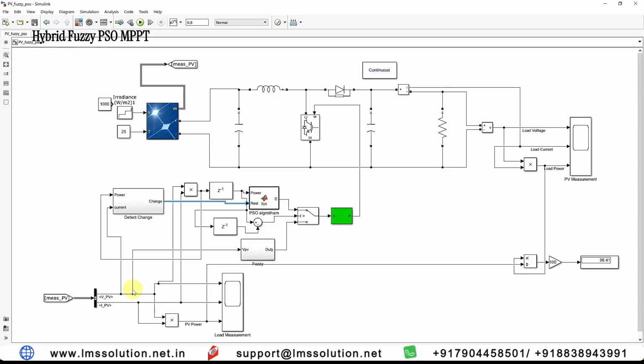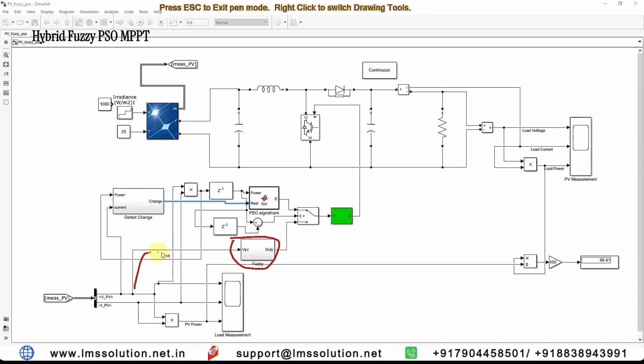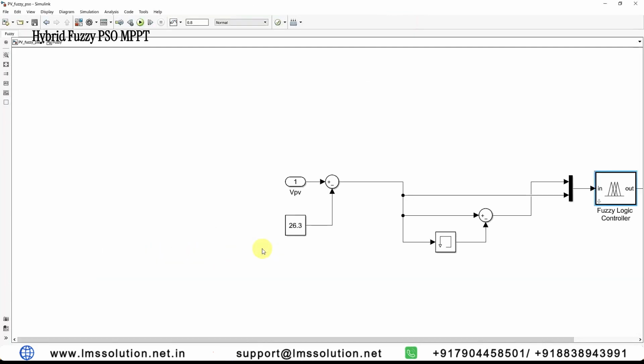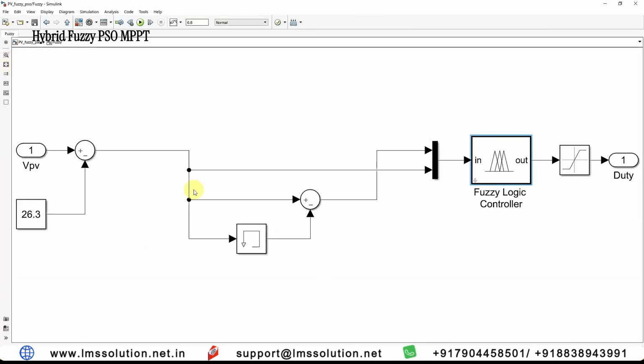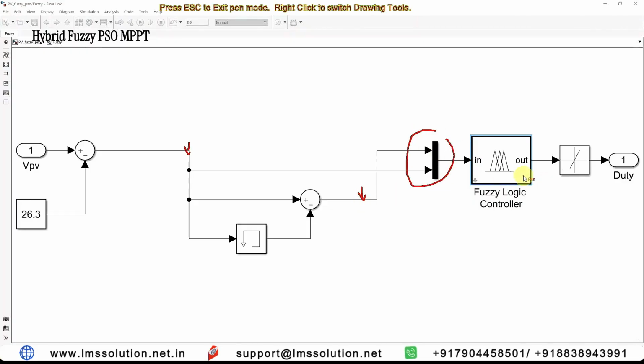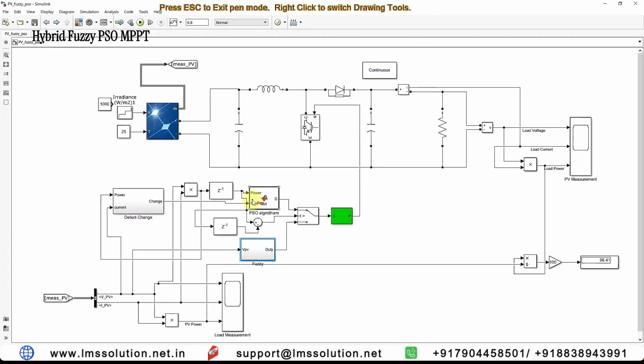And also here we use the Fuzzy MPPT. Here we need to measure the PV voltage, and then the PV voltage is compared with the maximum power point voltage. From that we have the error, and then we have the change of error. The error and change of error will be the input for the fuzzy logic control. This fuzzy logic will generate the duty cycle for the next stage, as well as the PSO generating the duty cycle.